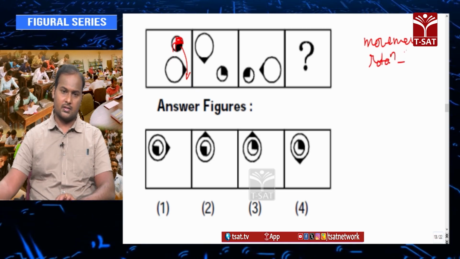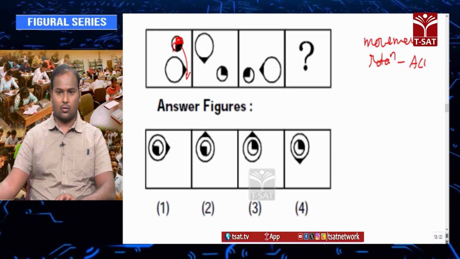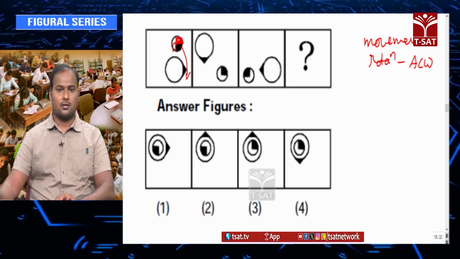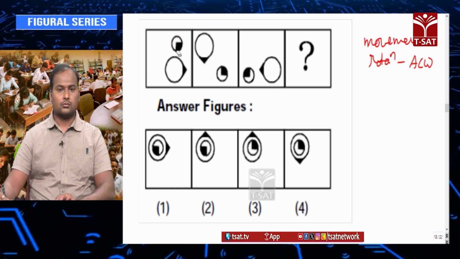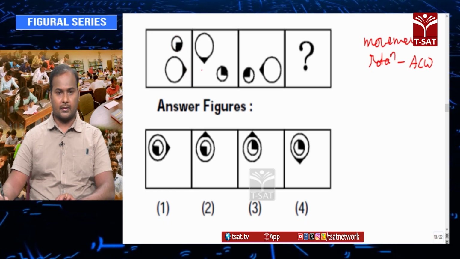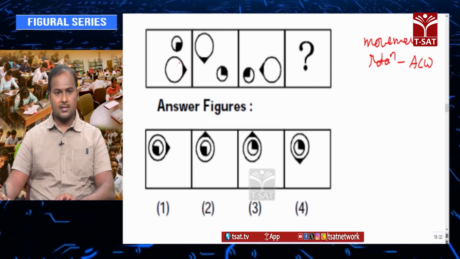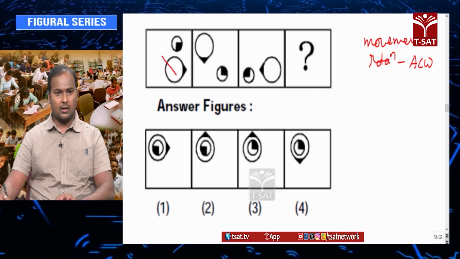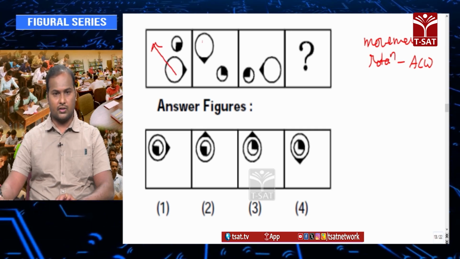The rotation is in the anti-clockwise direction for the smaller circle. This is for the smaller circle. What is the change we can observe for the bigger circle now? The bigger circle is from here, it is moving diagonally to the opposite. So now it is moved to this position.